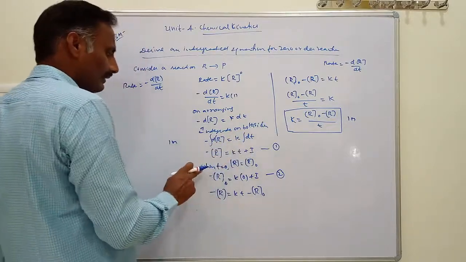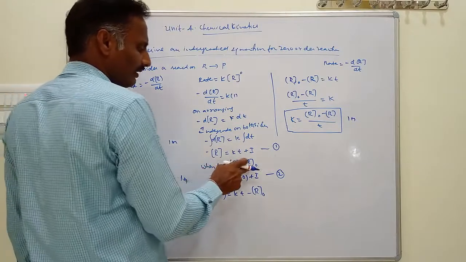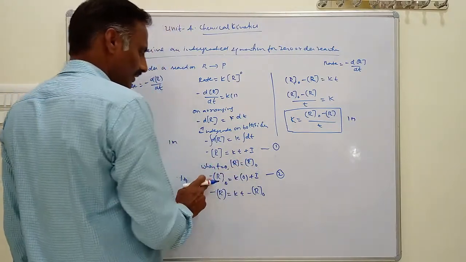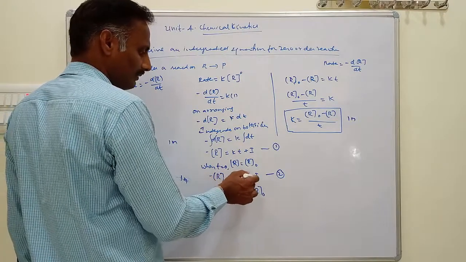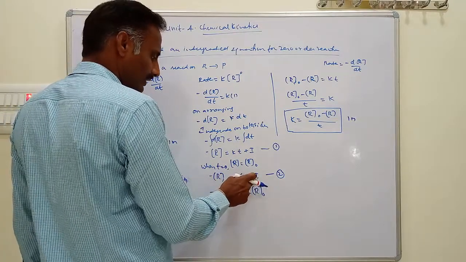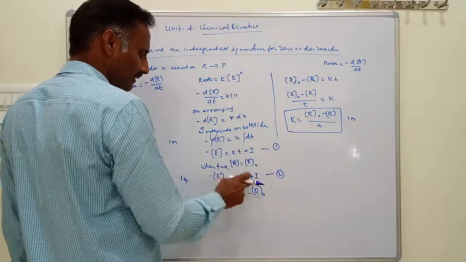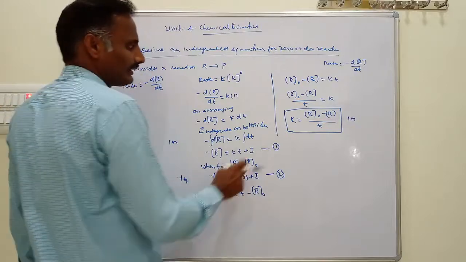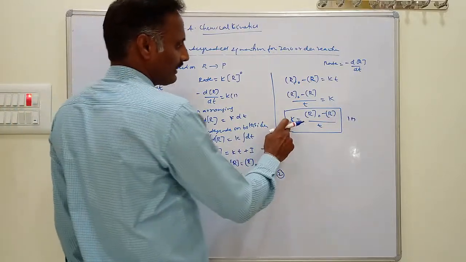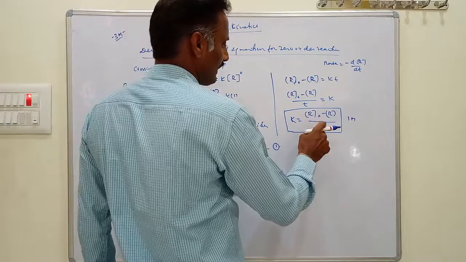When time equals 0, R equals R naught, the initial concentration. So R naught equals k into 0 plus I, and the I value equals R naught. Substitute the I value in equation 1 and you will get this expression. On rearranging, you will get k equal to R naught minus R by t.